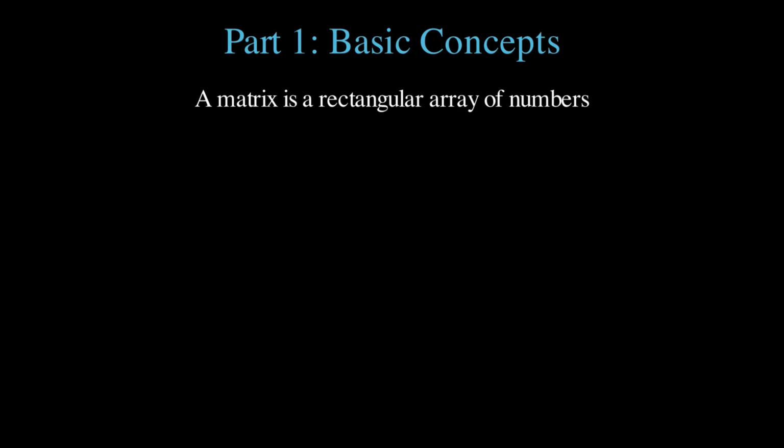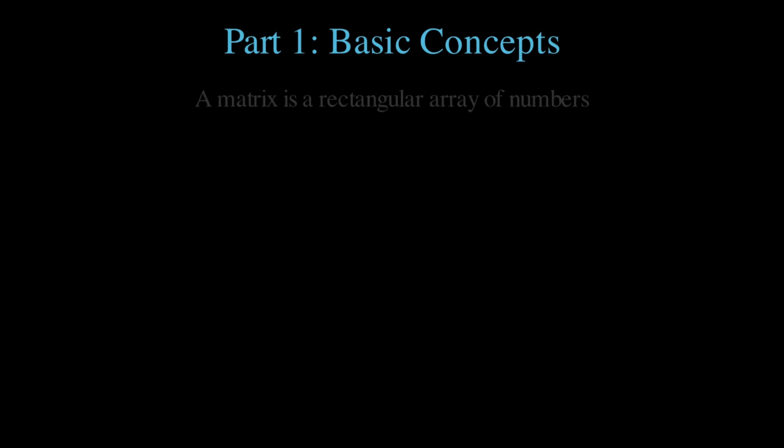Basic concepts of matrices. A matrix is a rectangular array of numbers or expressions arranged in rows and columns. It's used to represent data, systems of equations, or linear transformations. Matrices are typically denoted by uppercase letters like A or B. A matrix with m rows and n columns is called an m by n matrix. Each entry in the matrix is called an element, denoted a_ij, row i, column j.